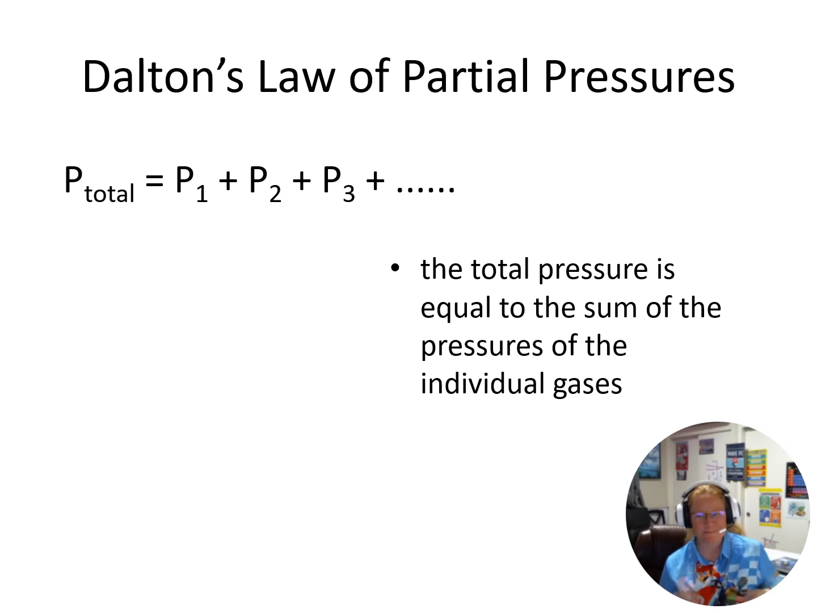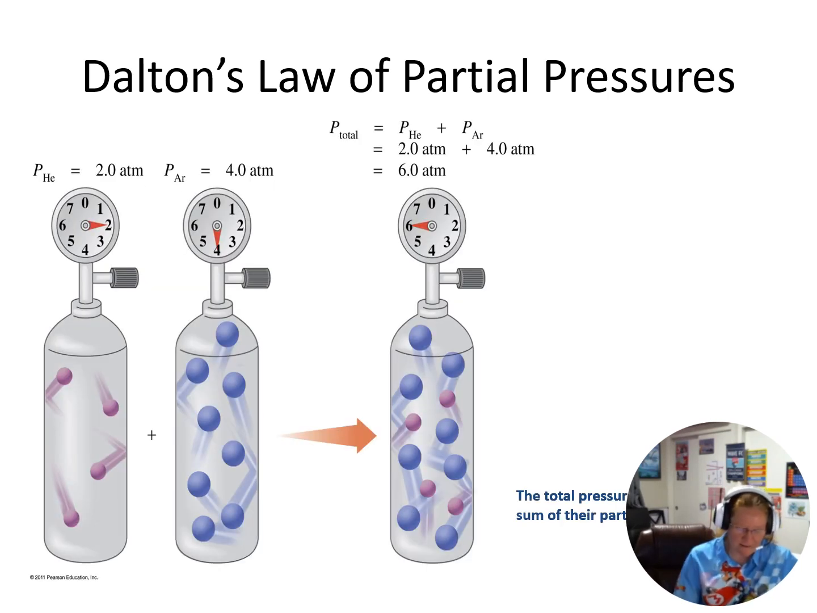Okay? Now, if you go further into chemistry, there's obviously some other things that go on here, but the basic understanding here for Dalton's law of partial pressures is basically total pressure is just the sum of the individual pressures. So here I've got some helium at 2 atmospheres, some argon at 4 atmospheres. If I mix the two of them together, 2 atmospheres plus 4 atmospheres gives me 6 atmospheres.